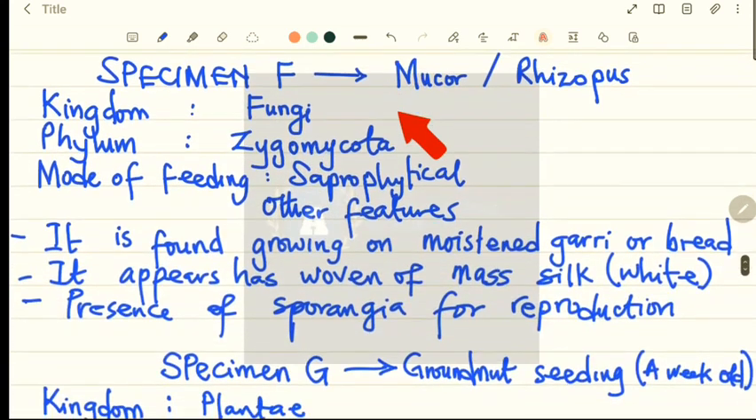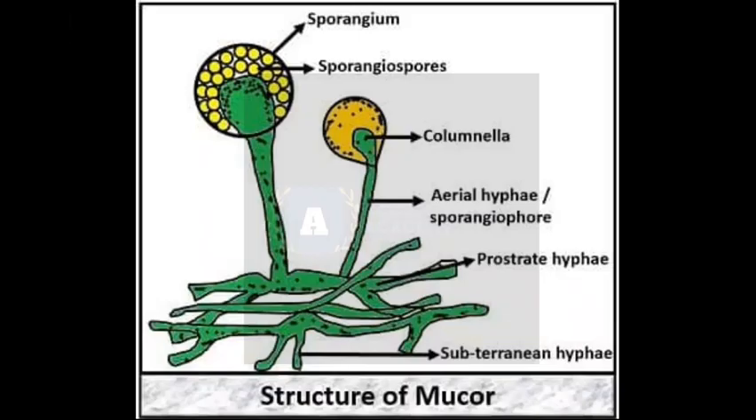So we move to specimen F. And specimen F, we have Rhizopus, which is also known as mold. You can see it in the diagram.